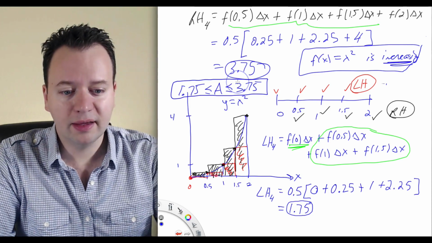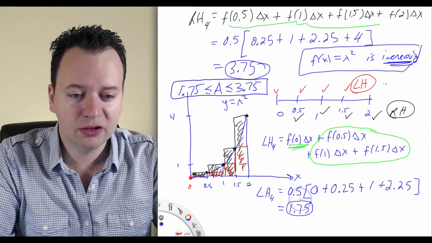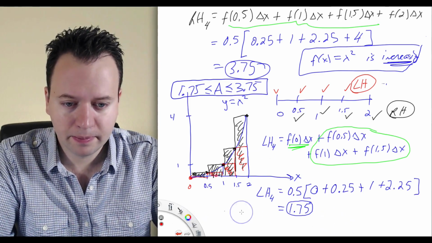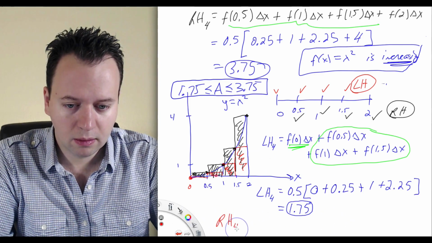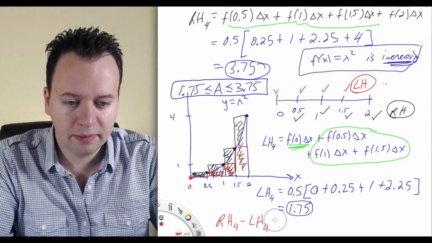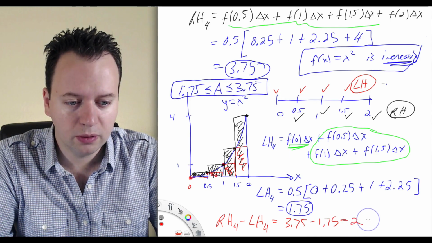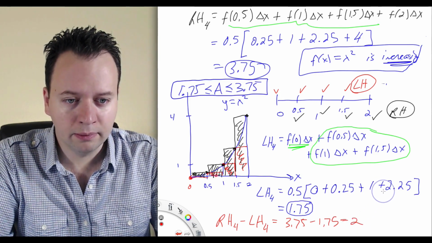Now also, let's look at the difference. Let's look at the right-hand Riemann sum minus the left-hand Riemann sum. So notice that the right-hand Riemann sum minus the left-hand Riemann sum is 3.75 minus 1.75, which is equal to 2.